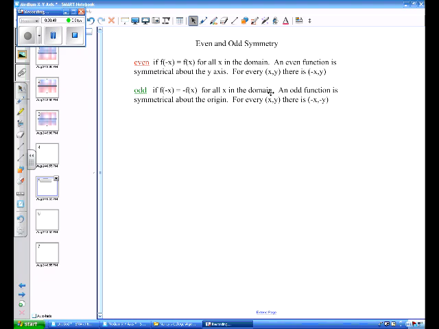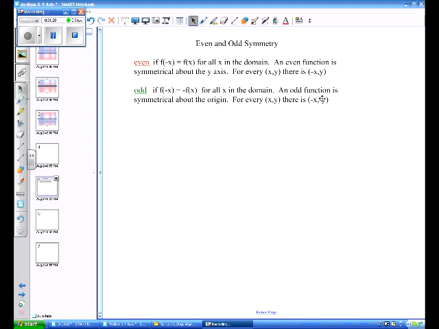And then for an odd function, f of negative x is equal to the opposite of f of x, for all x in the domain. We will see that an odd function is symmetrical about the origin, or in other words, if the x's are opposites, then your y's are also opposites.